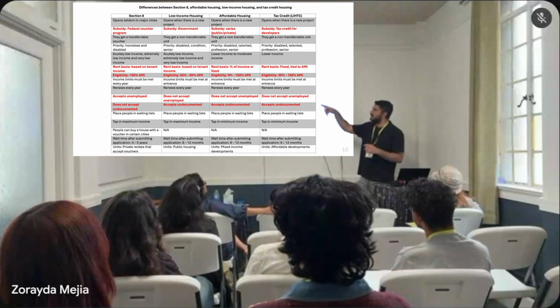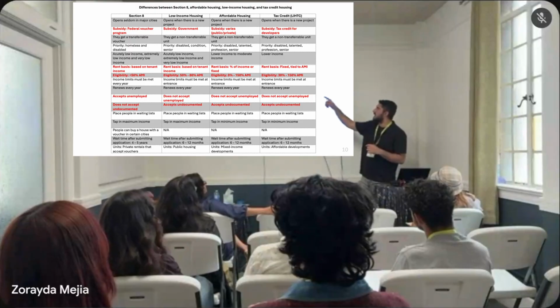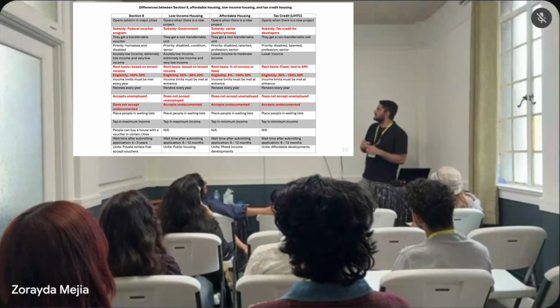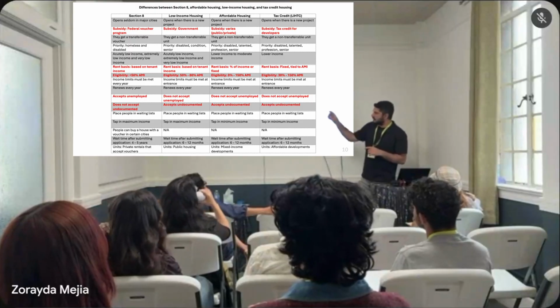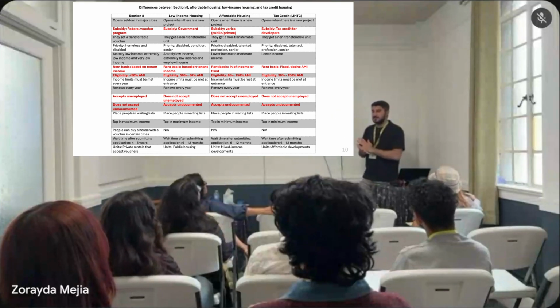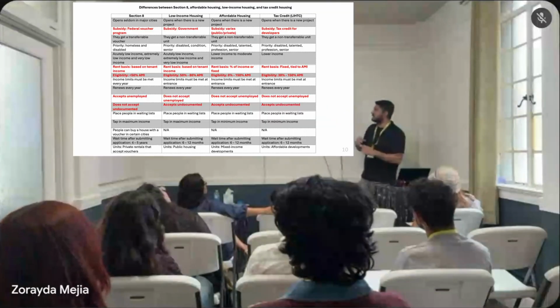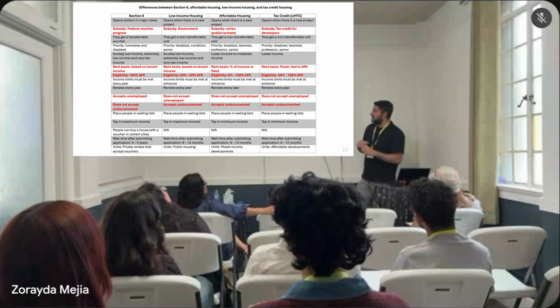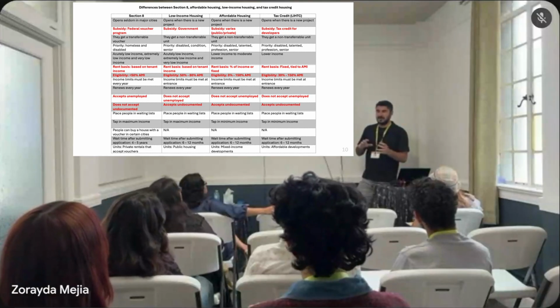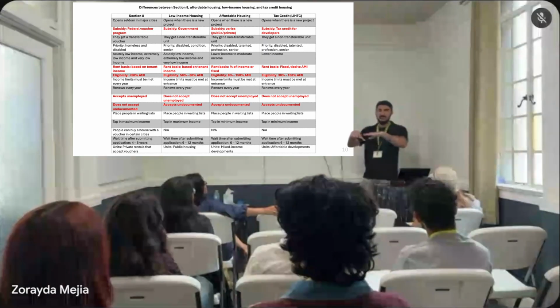Section 8 is a federal voucher program, where the government subsidizes low-income housing, and it varies for affordable housing, and tax credit is tax credit. The rent varies, whether it's a fixed income, a percentage of a fixed number, or a percentage of the client's income, tied to AMI, which we'll get to in a second. AMI stands for Area Median Income, which is a fancy way of saying the median income of the population in a certain area.